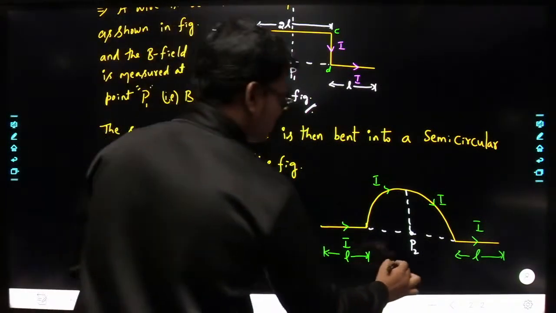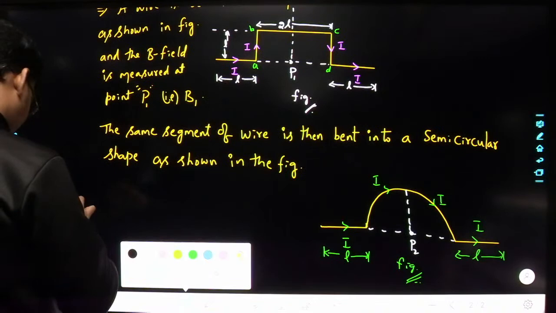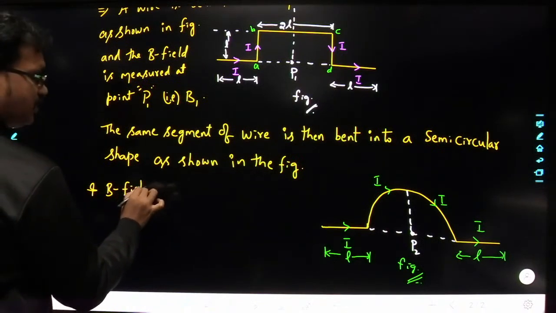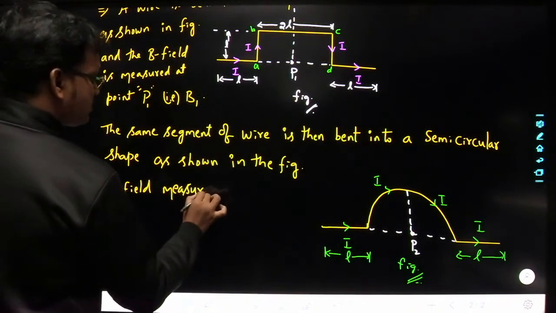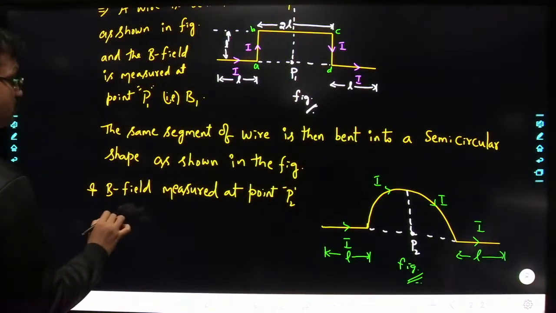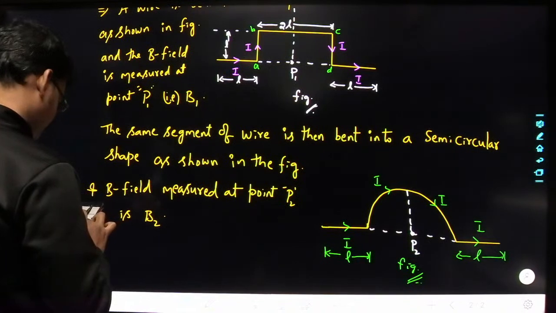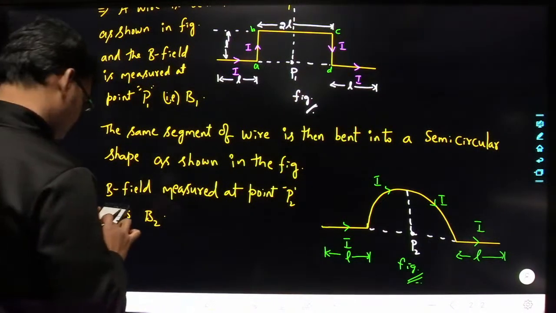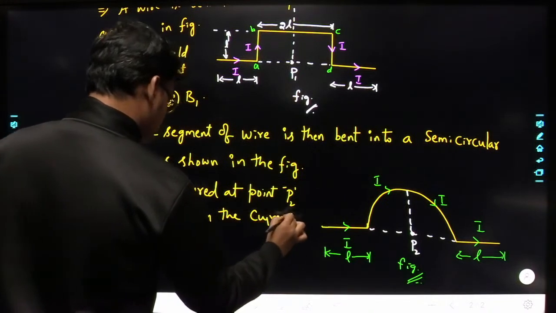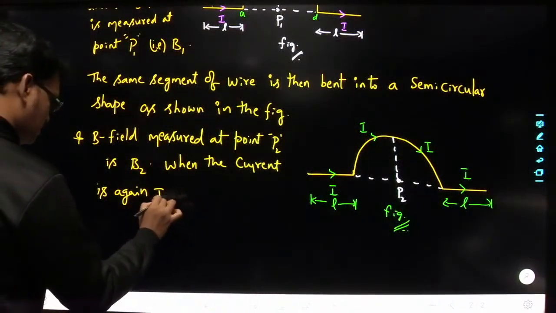Shown in the figure. This is the figure they have given, right? So what they are asking here is, the B field measured at point P2 is B2, when the current is again I.